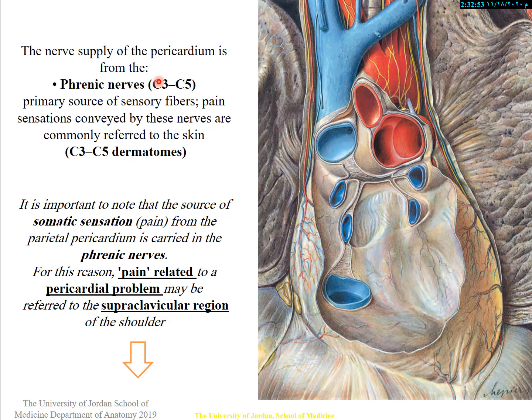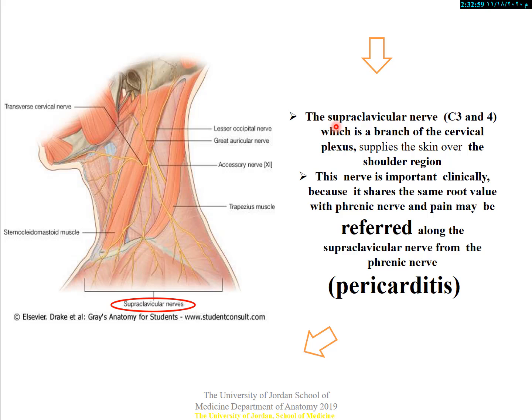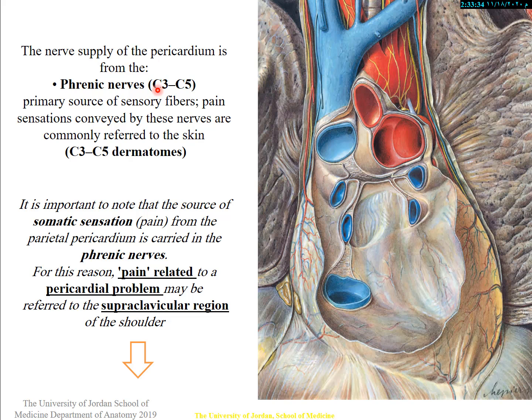But this is the same root value as another nerve, the supraclavicular nerve, at Erb's point at the posterior border of the sternocleidomastoid. These are the sensory branches of the cervical plexus. One of them is the supraclavicular nerve. It has anterior, middle, and posterior branches. Some people call them different names. It doesn't matter. They supply the shoulder area. They are sensory, and their root value is C3, C4, the same root value as the phrenic nerve.